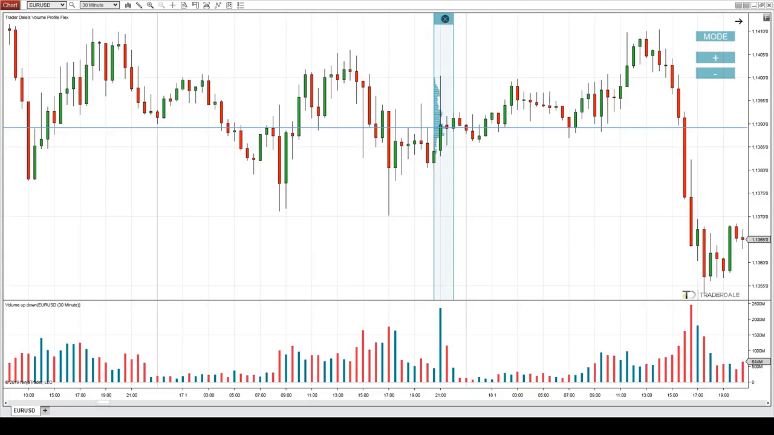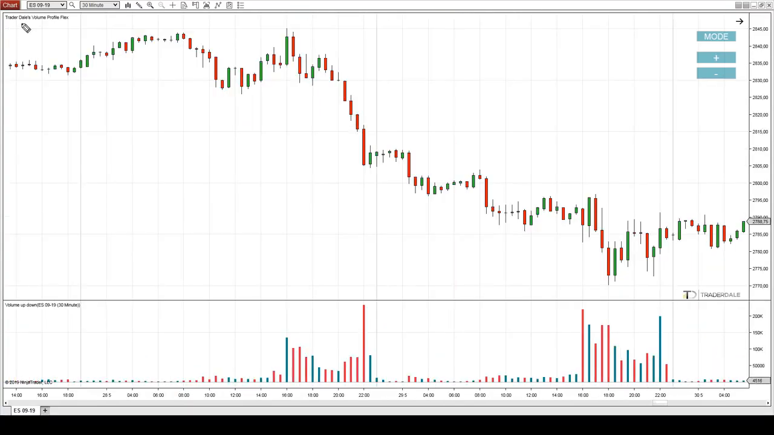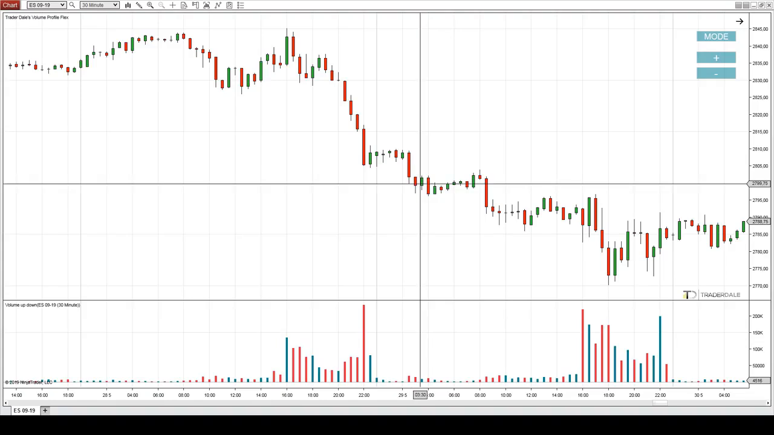So that's all the examples on the euro. For those who prefer to trade futures to Forex, I'll show you how the setup works on the ES, which is futures for Standard & Poor's index. So this is the ES futures for Standard & Poor's index, 30-minute chart. Let's have a look at the volume up-down setup.